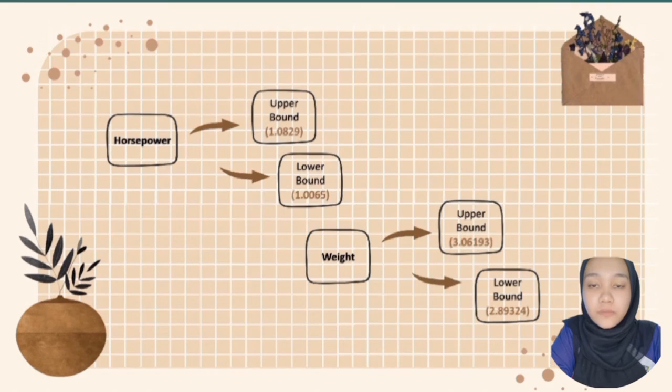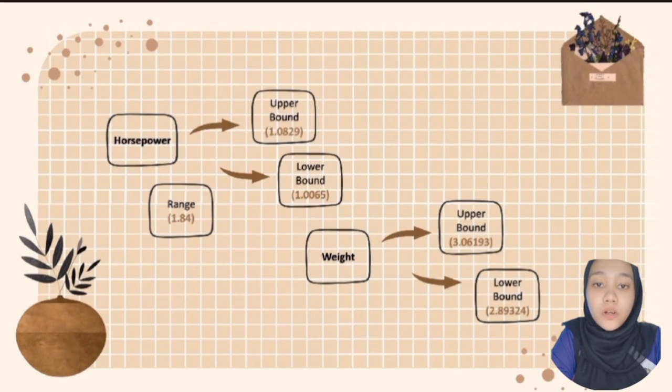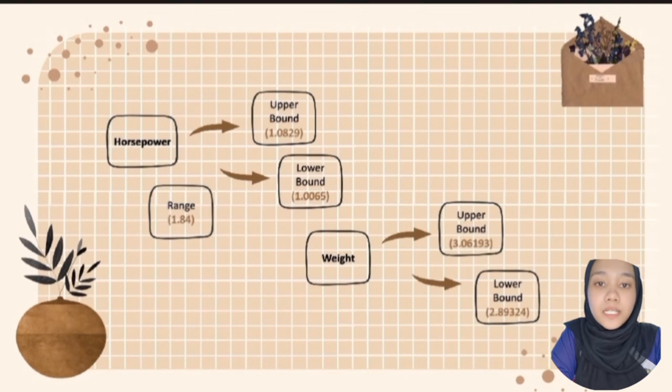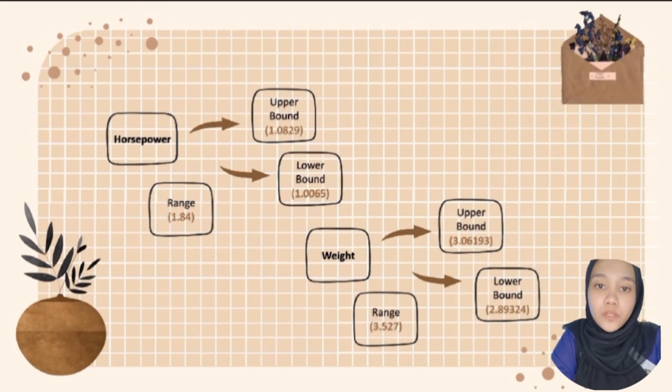Next, the horsepower upper boundary is 1.0829 and the lower boundary is 1.0065. So, the range for the horsepower is 1.84. Lastly, the weight upper boundary is 3.06193 and the lower boundary is 2.89324. So the range for the weight is 3.527.